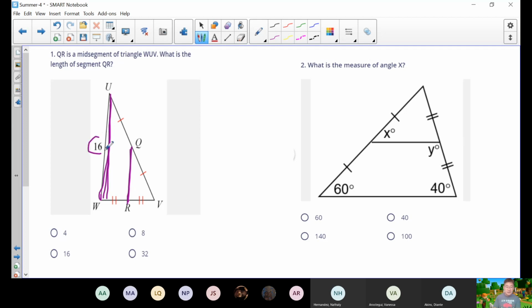Now this is a 16. This line is half of 16. What is the answer? 8. 4, 8, 16, 32. Answer is what? 8.